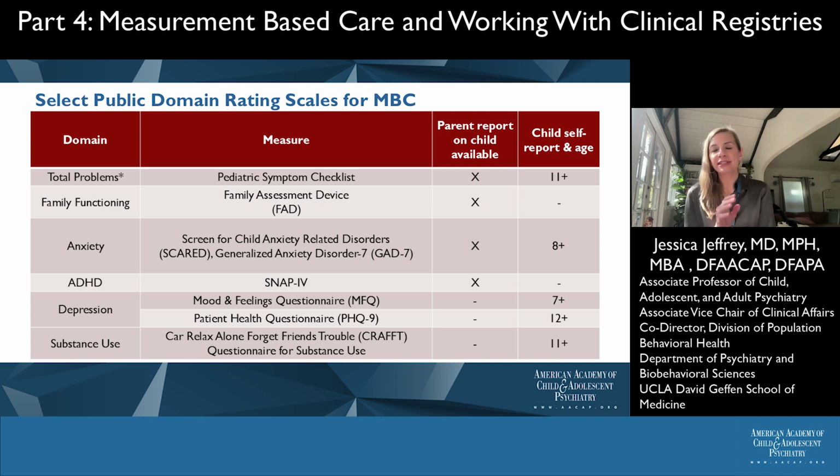So you can see in this particular system, there's one composite measure, a family functioning measure, and then four different specific symptom domain areas that are assessed, again with a parent report on child, as well as a child self-report. And in the column on the left, the ages are specific to the validation of the scale. For instance, we know that the MFQ is validated for ages 7 and above, and the CRAFT is validated for ages 11 and above. So only children of those ages or older would complete those measures.